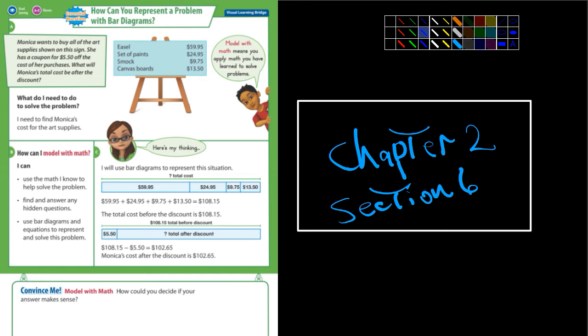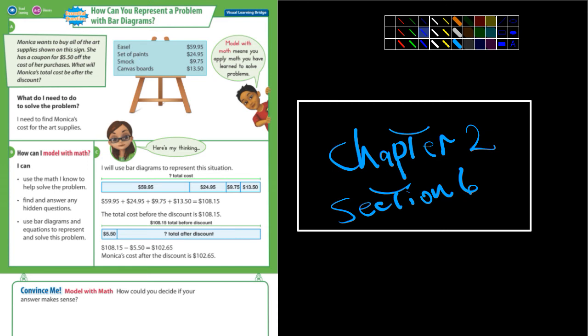A smock is something you wear. It's got some straps over the shoulders, and they wear it in front. As he said, he calls it an apron, but painters would call them smocks. So anyways, that's one of the things she wants, a smock, and it looks like it's going to cost her $9.75.